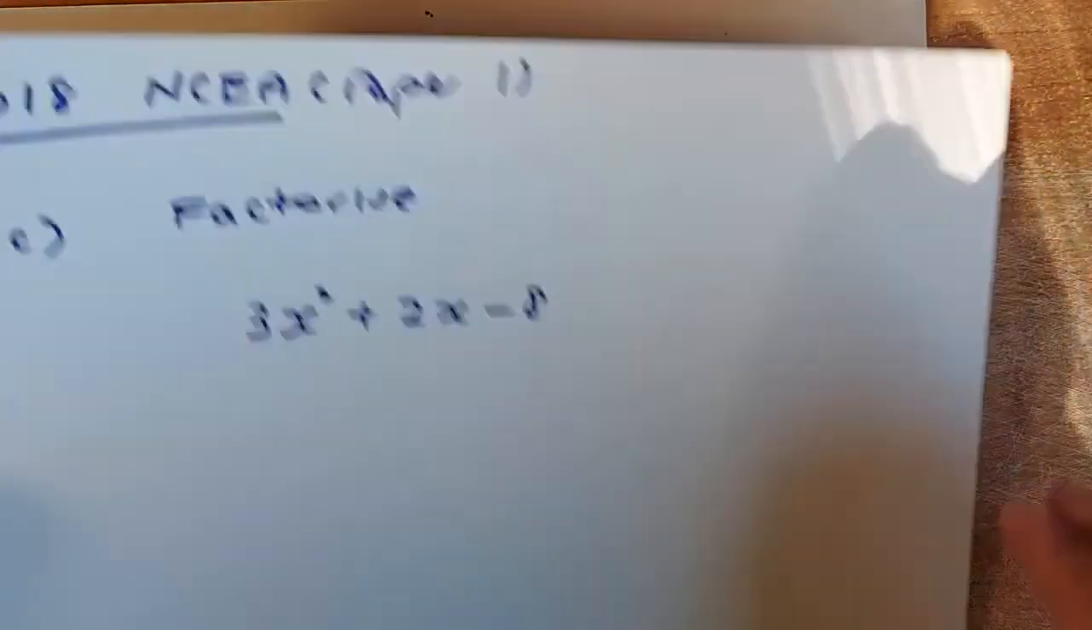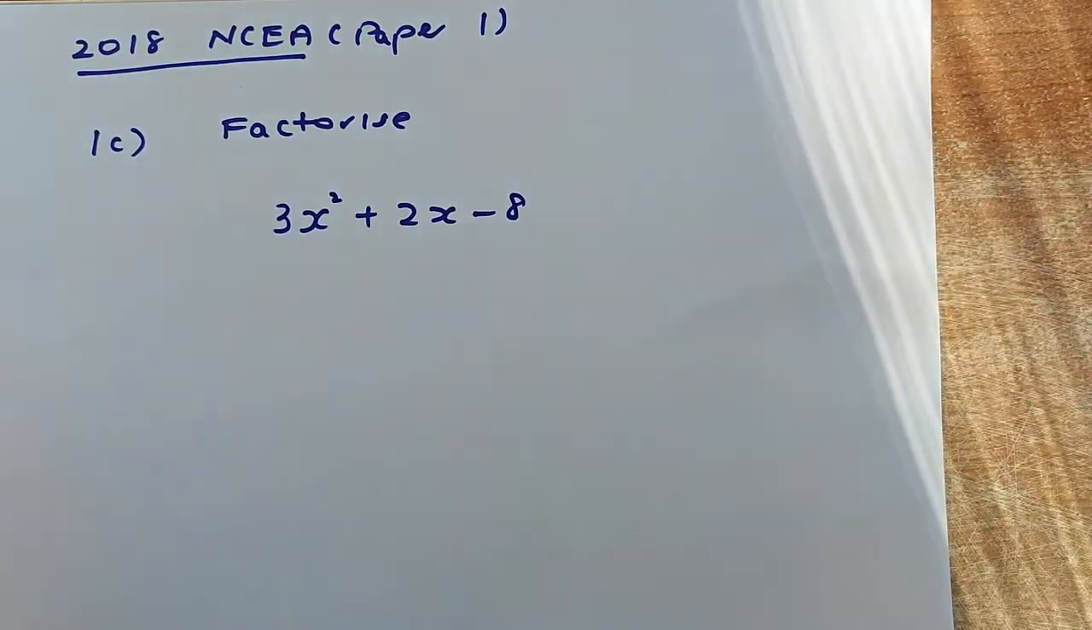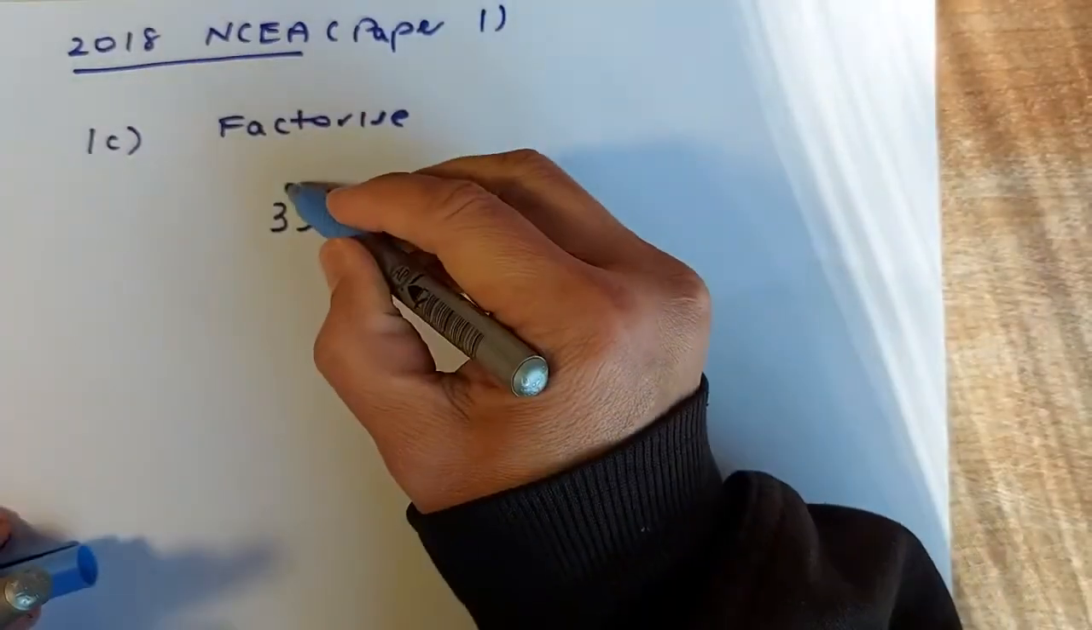Okay, good. Now we are going to do a slightly more difficult one. This is the 2018 NCA exam. Now we have 3x squared plus 2x minus 8. This is slightly different because now we have a 3 in front of x squared, so we have more possibilities. So step 1 again, we are going to put it into a block.